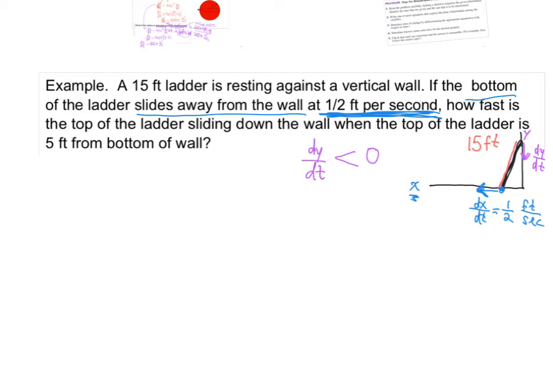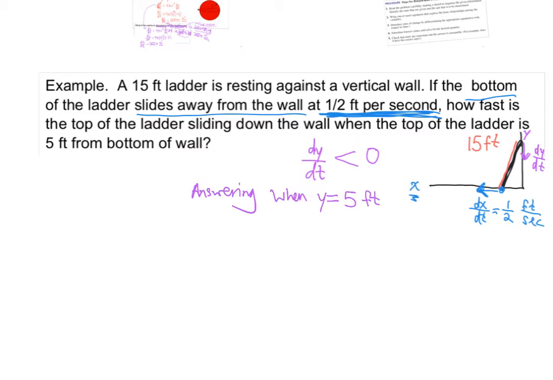All right. So again, how fast is the top of the ladder sliding down the wall when the top of the ladder is 5 feet from the bottom of the wall? Okay, so when the top of the ladder is 5 feet from the bottom of the wall. Okay, so what that tells us is we're answering this question in the situation when y equals 5 feet.